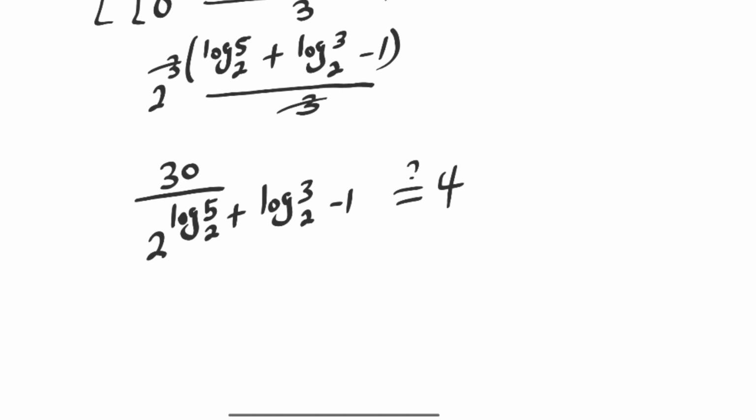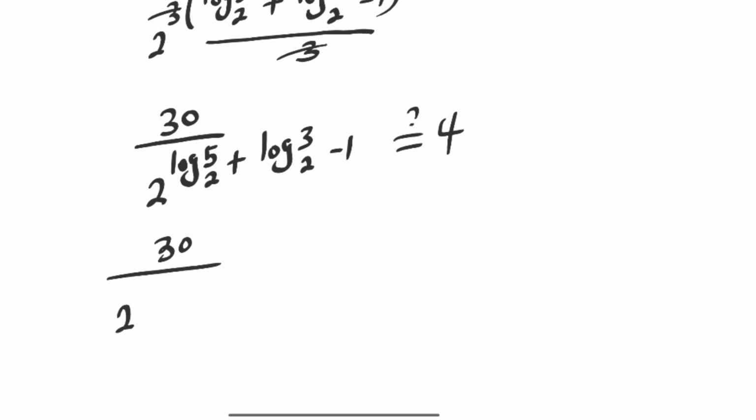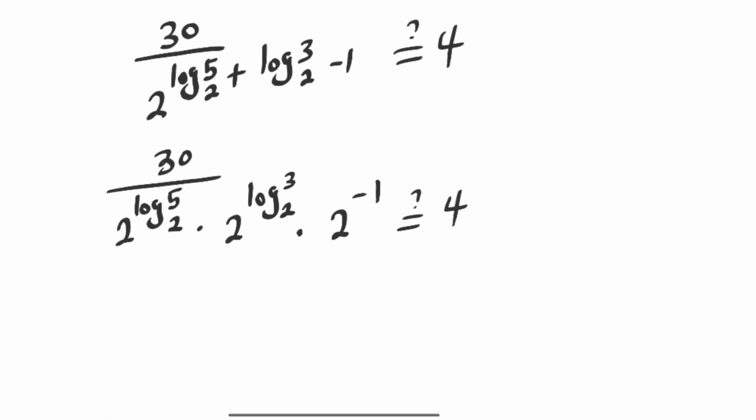Now this is the same thing as 30 over 2 raised to power log 5 base 2, multiplied by 2 raised to power log 3 base 2, multiplied by 2 raised to power minus 1, must be equal to 4. So if you have a raised to power log b base a, this is equal to b.